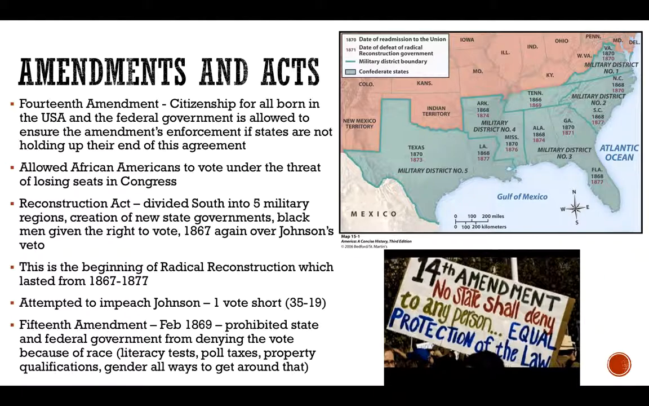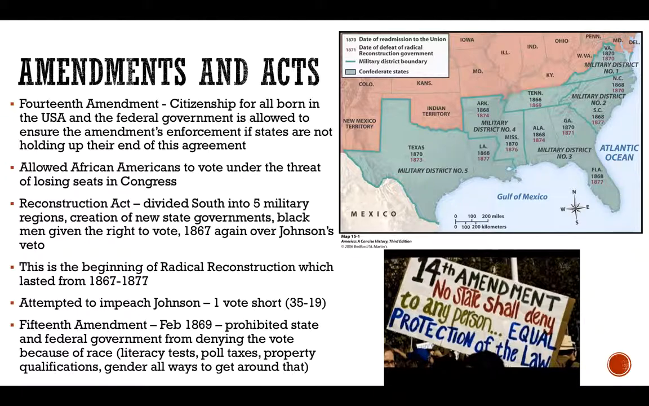The Reconstruction Act divided the South into 5 military regions, so you can see those in the top right-hand corner picture here. And this was a creation of new state governments. Black men were given the right to vote, and this was again over Johnson's veto. And this is the beginning of radical Reconstruction, which lasted for a decade, from 1867 to 1877. And there was the attempt that we talked about to impeach Johnson. It was one vote short in the Senate to have him removed from office.